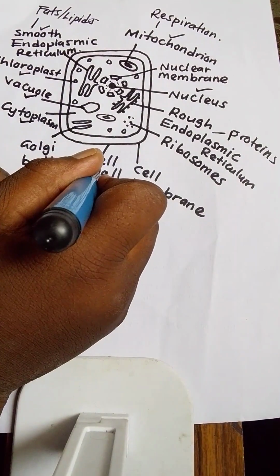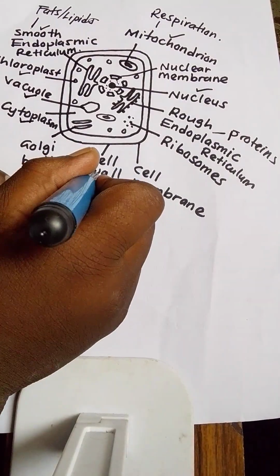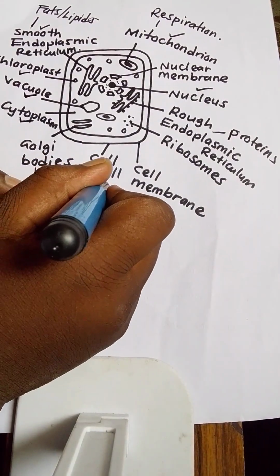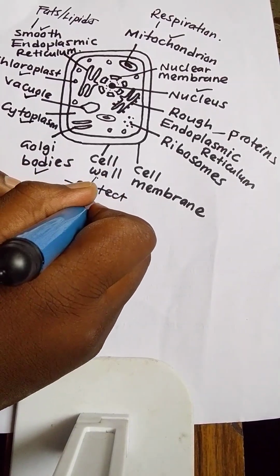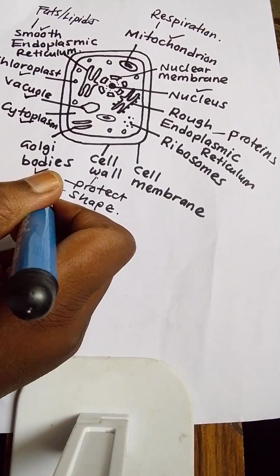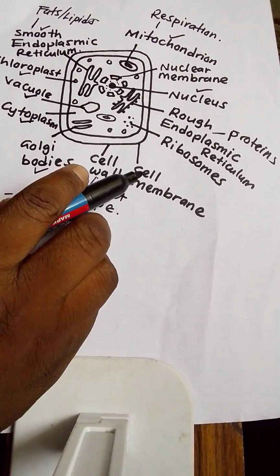Let's look at the cell wall. What is the function of the cell wall? The cell wall protects the inner parts of the cell. It also gives shape to the cell.